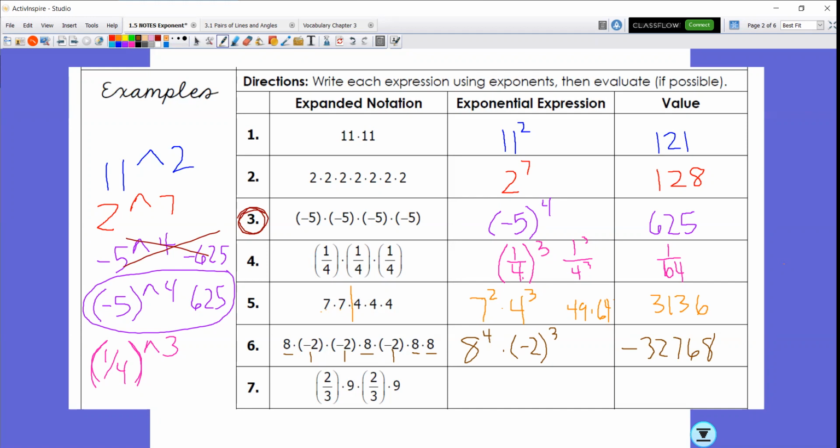What the heck? All right, so let's look at this one. This should be fairly simple. We have 2/3. I have 2 of those.